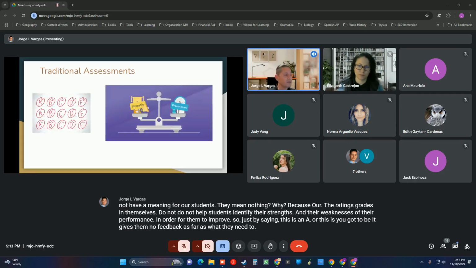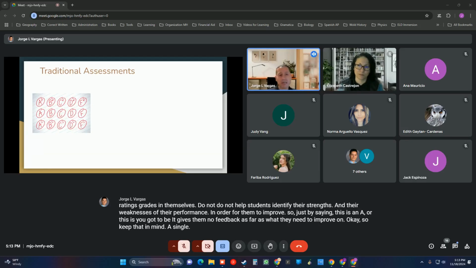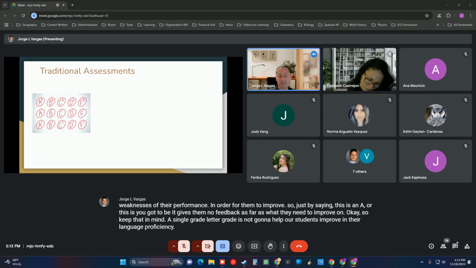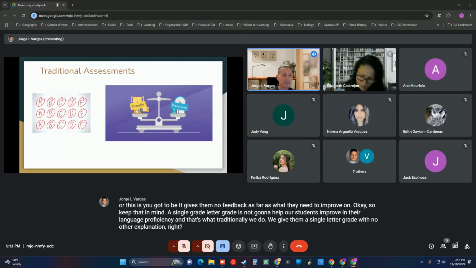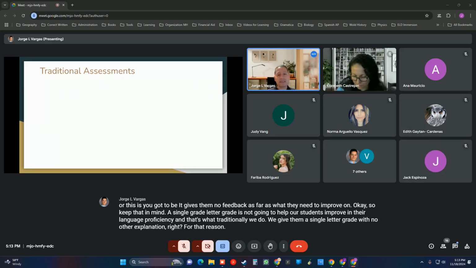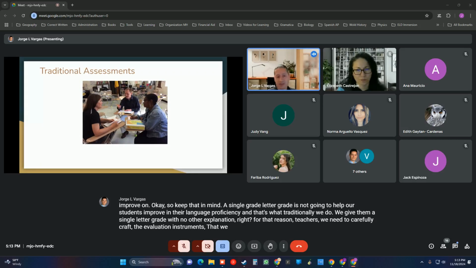For that reason, teachers, we need to carefully craft the evaluation instruments that we use to rate what really matters, which in this case is language proficiency. We want our students to focus on what language proficiency is and to improve on that, rather than getting distractions like color or humor in their presentations. I mean, we all love those very fun presentations by students, but it's not really what should be measured, right?